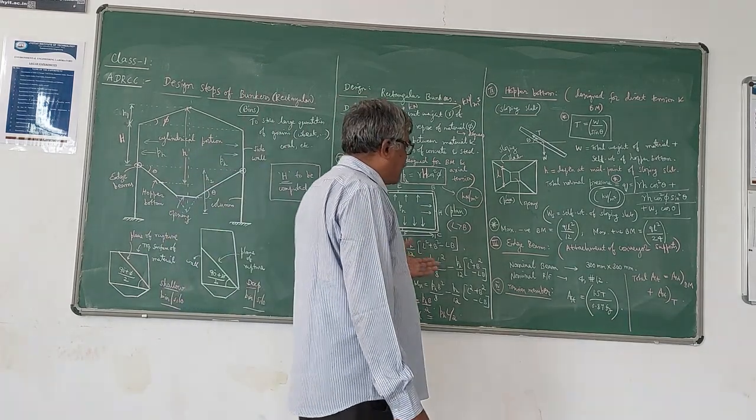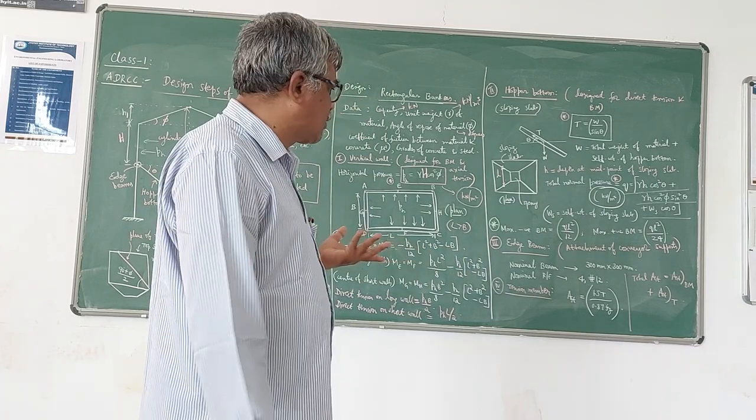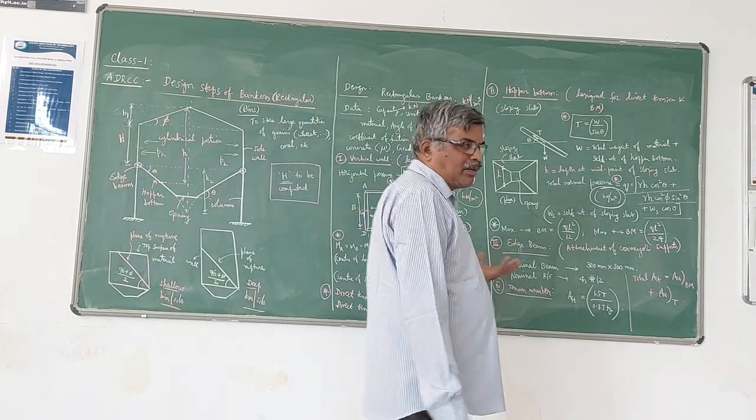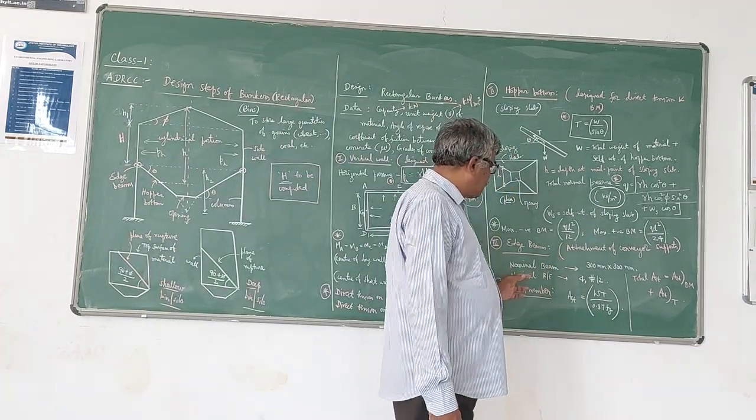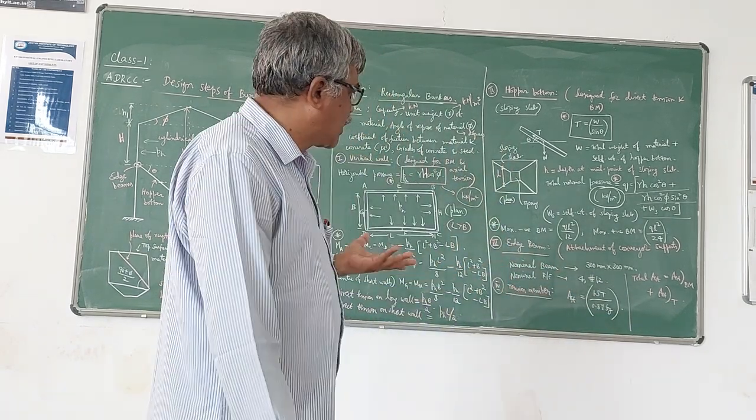Next, the third component is the edge beam. Normally, edge beams are not designed. Nominal beams are provided, 300 mm by 300 mm, and nominal reinforcement is provided, 4 bars of 12 mm or 16 mm diameter you can provide.